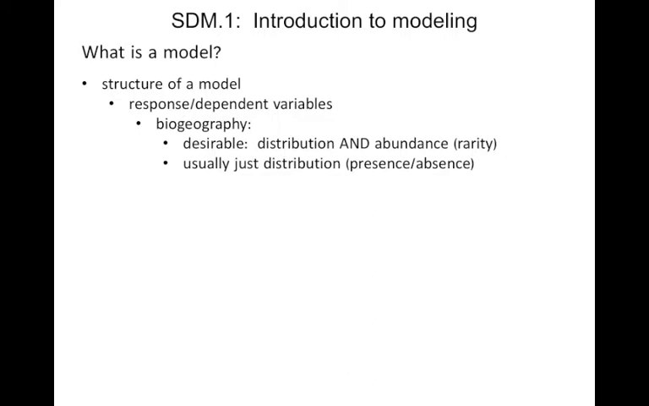So in biogeography, it's desirable for these species distribution models to predict the distribution or range or potential habitat of a species. Where is it likely to occur? But also abundance, or the number of individuals, or how rare it is at a particular location, is really useful. However, abundance is very difficult, often because there aren't data to support development of a model. So usually what you see in the scientific literature is distribution models based on presence and absence. Nothing about, within the presence locations, the number of individuals that can survive there.